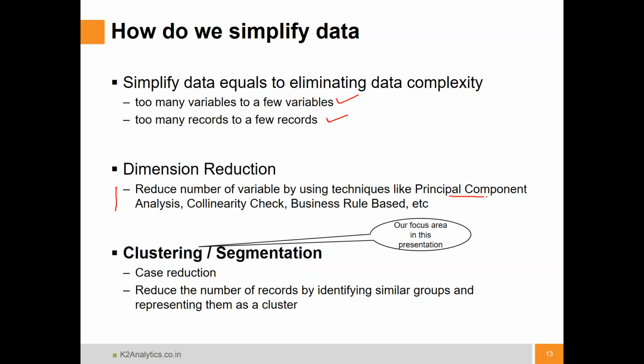Dimension reduction, what are the various ways of doing it? You can do it using principal component analysis, PCA, you can do it using factor analysis, you can do it using a collinearity matrix, correlation, or you can do it business rule based also. Okay, so you can do all of that.